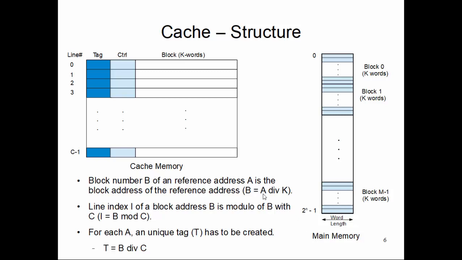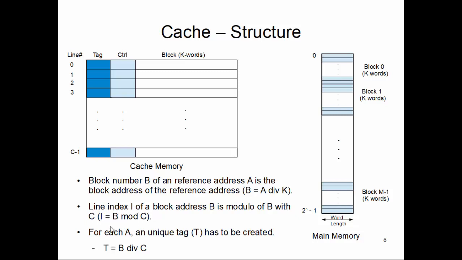A is known to me, K is known to me, K is the number of words in a block. So we can compute B. This is an integer division. So we are associating a division and modulus operation here, where modulus determines the remainder of a division operation, but this is the quotient of that integer division operation, B. Okay. Then the cache line index I of a block address is the modulo of B with C. So now B is computed, C is known, so the cache line index is computed as B mod C.